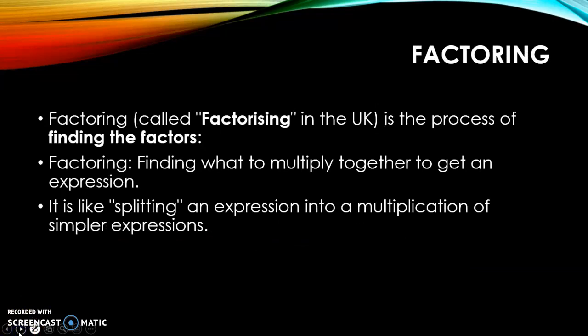That reversal process, or going from something that's already been multiplied and undoing it and pulling out the factors, is called factoring. Depending on what book you're using or what resources you find online, you might also see it referred to as factorizing in the UK. And this is the process of finding the factors. Basically, we're finding out what to multiply together to get the expression.